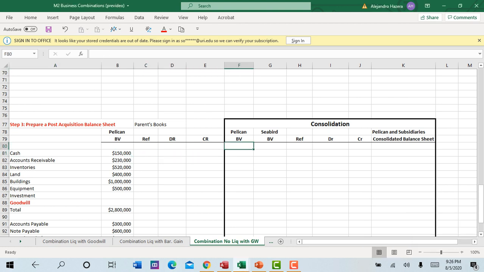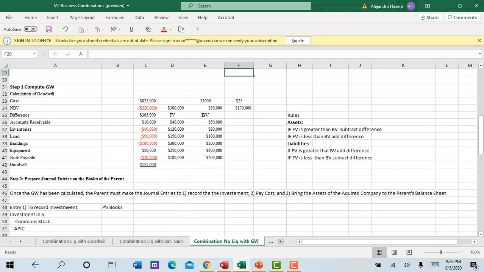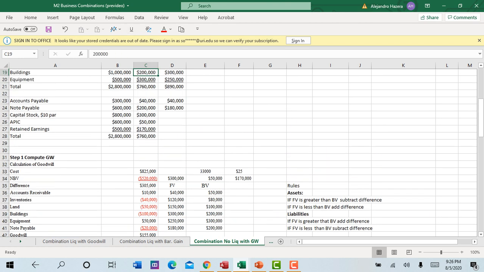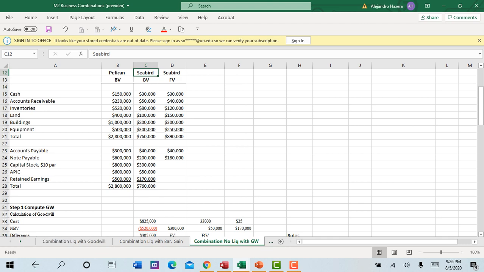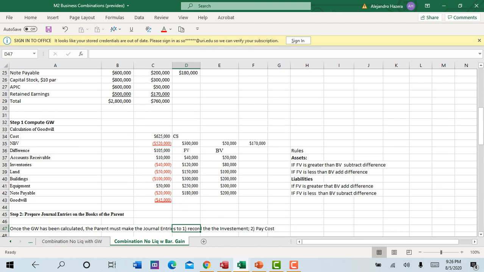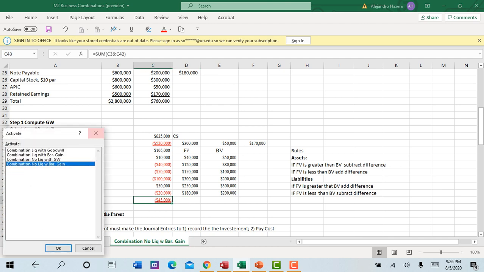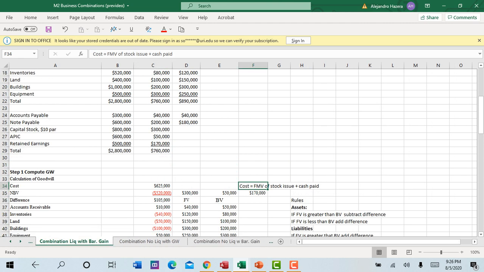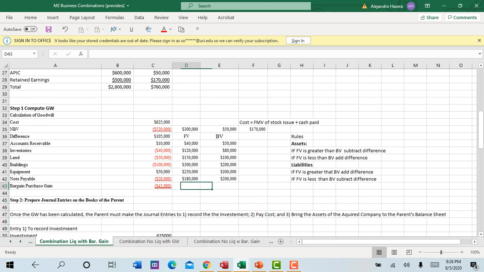Okay, so we're going to have a consolidation instead. Let's see what we can do with this. Let's start with Goodwill. I have done the Goodwill computation three times, so I'm going to rush through this, but the Goodwill computation is exactly the same as in this sheet over here. Goodwill is negative $45,000.